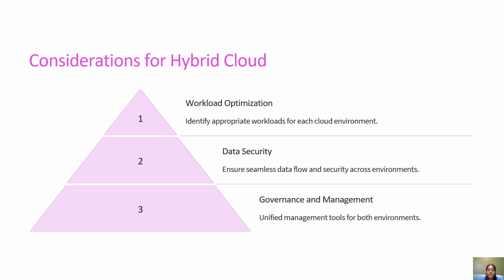Considerations of hybrid cloud. We have three types of considerations of a hybrid cloud. Workload optimization: identify the appropriate workload for each cloud environment. Data security: ensure seamless data flow and security across the environments. Governance and management: unified management tools for both environments. These are the considerations of a hybrid cloud.